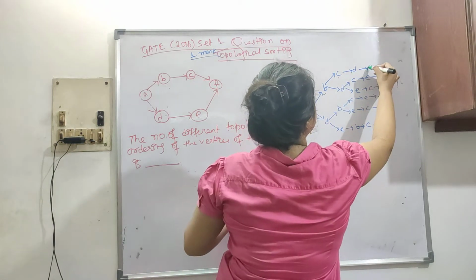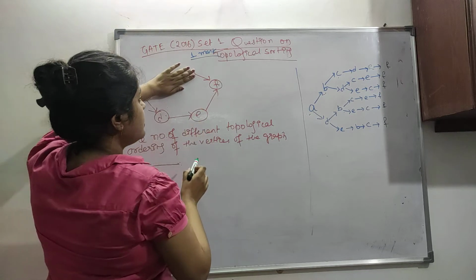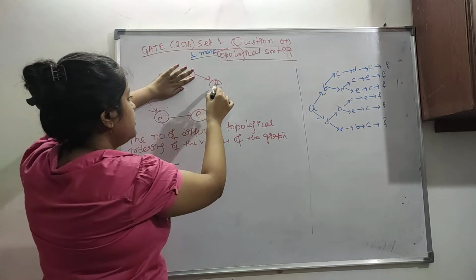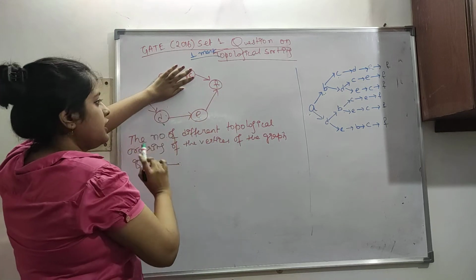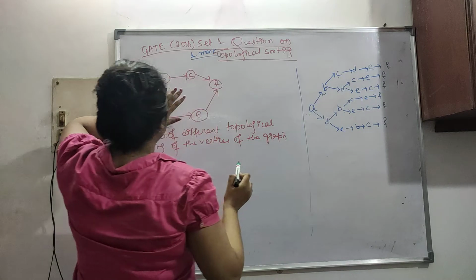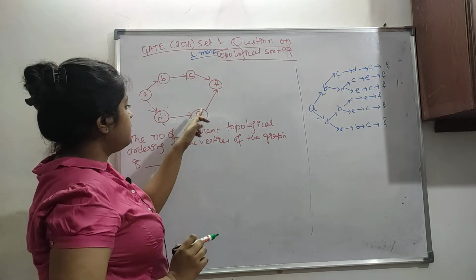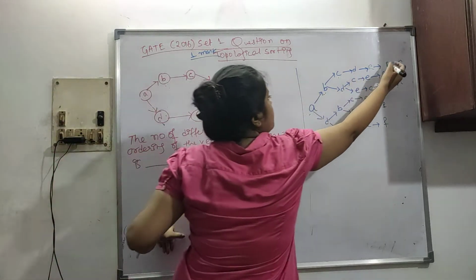Sorry, I misplaced that. So A, B, C are deleted. Then we cannot delete F. We have to delete D only, because F is depending on E and E is depending on D. So D is deleted, then E, then F. F cannot come in front of E because F is depending on E. So this part we have checked.